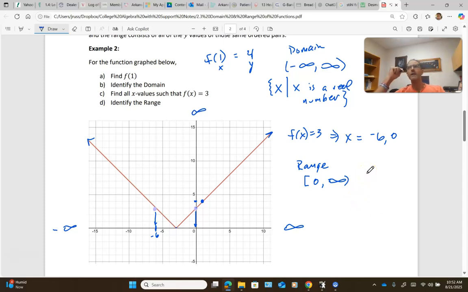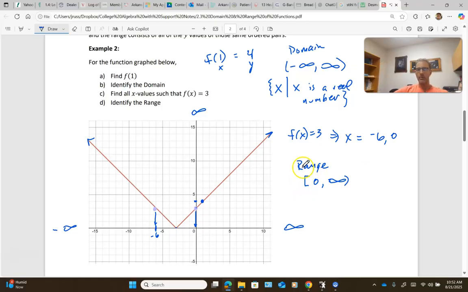Which, by the way, guys, infinity is not a number. Okay, but we can sort of treat it like it's one. We can sort of treat it like it's the biggest positive number. And similarly, we can treat negative infinity like it's the smallest negative real number. Okay, even though they're really just concepts.